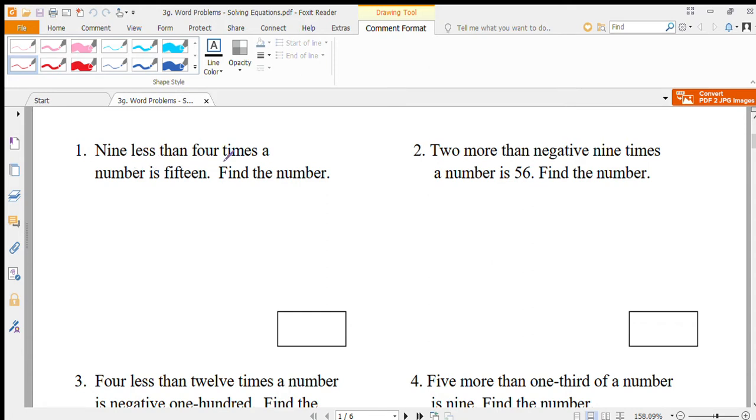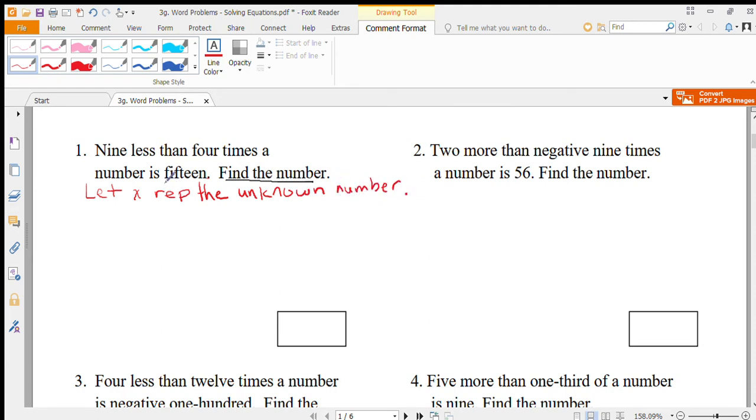9 less than 4 times a number is 15. Find the number. So a little hint, find the number. Whatever you're looking for is obviously your unknown, because you don't know it. So in this case, I'm going to let x represent the unknown number.